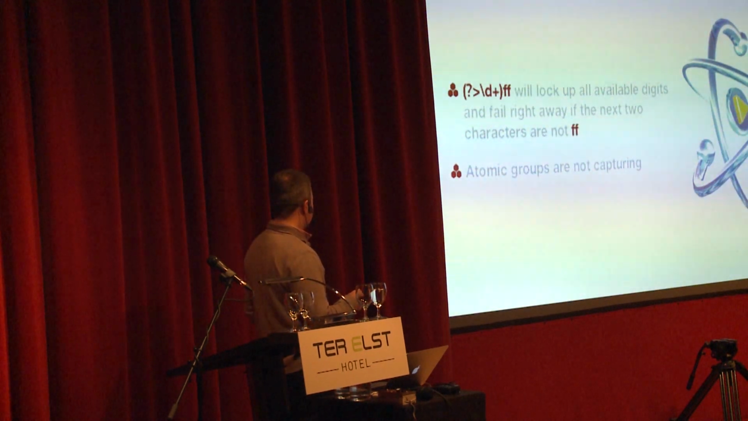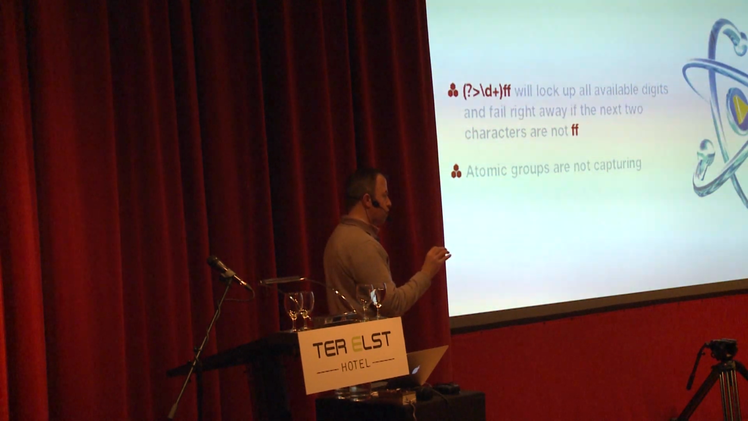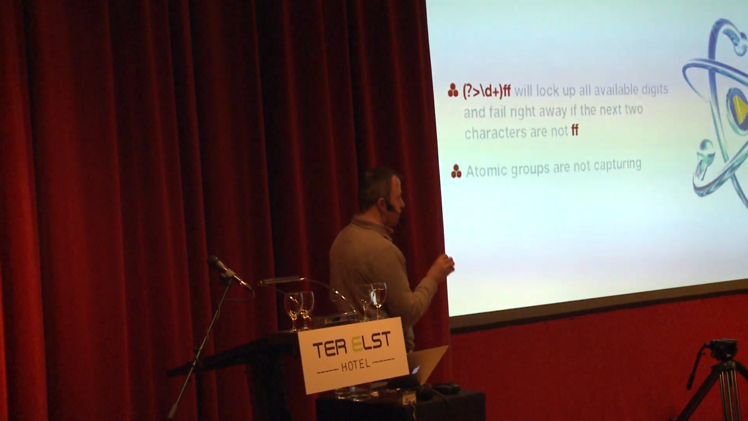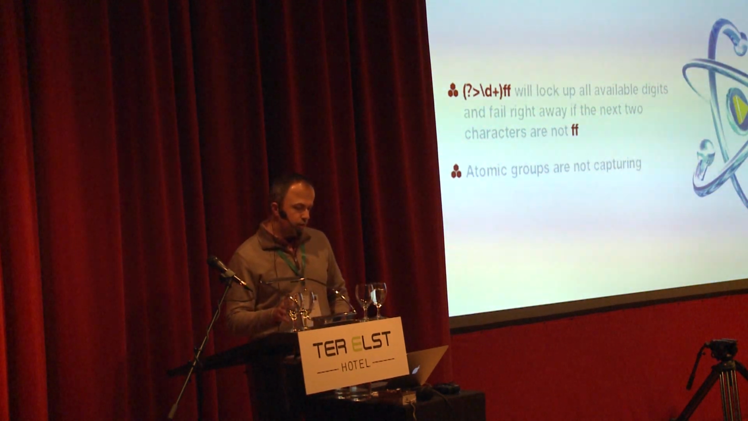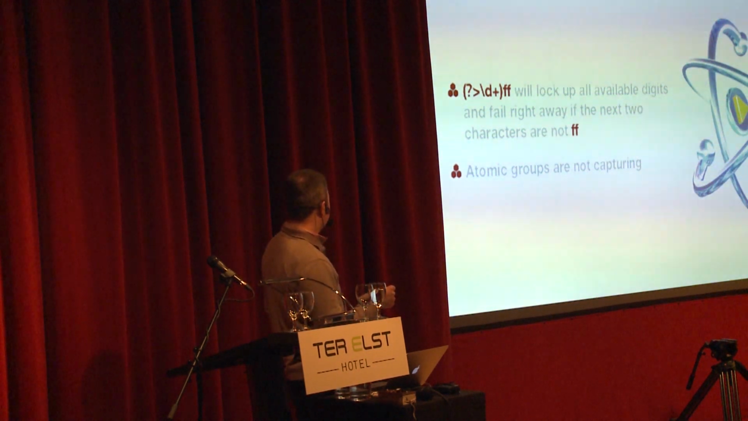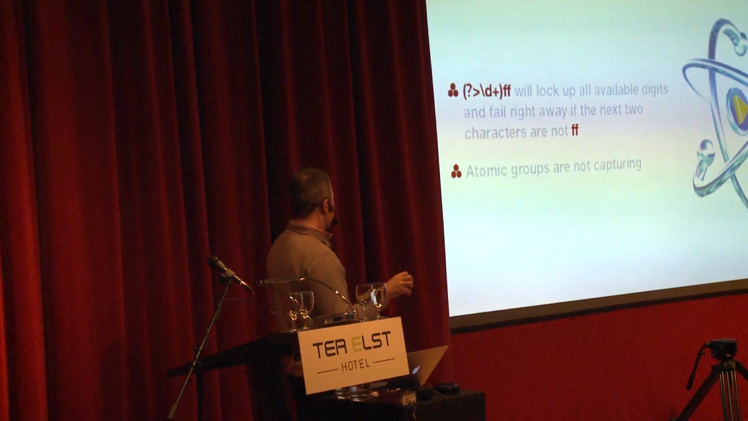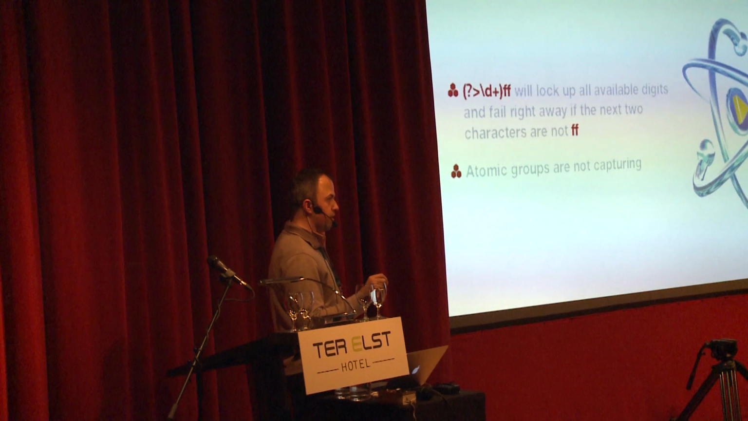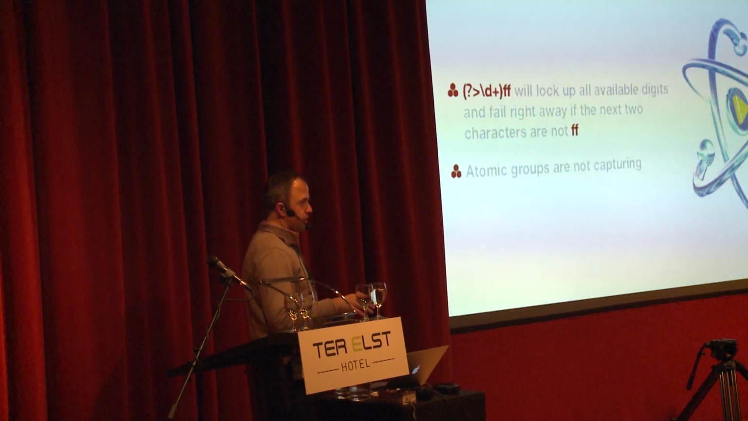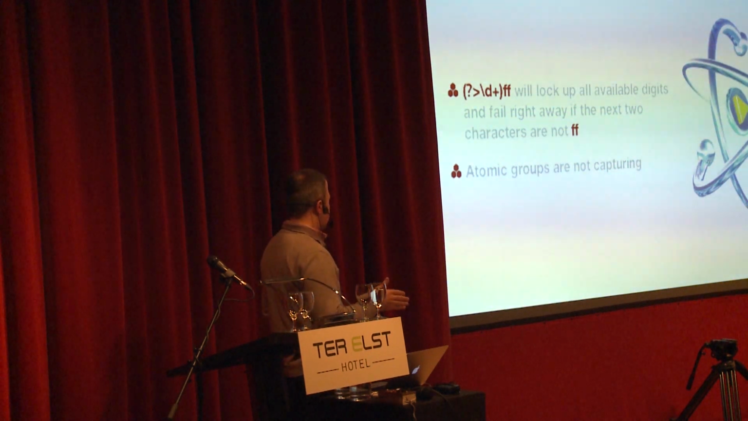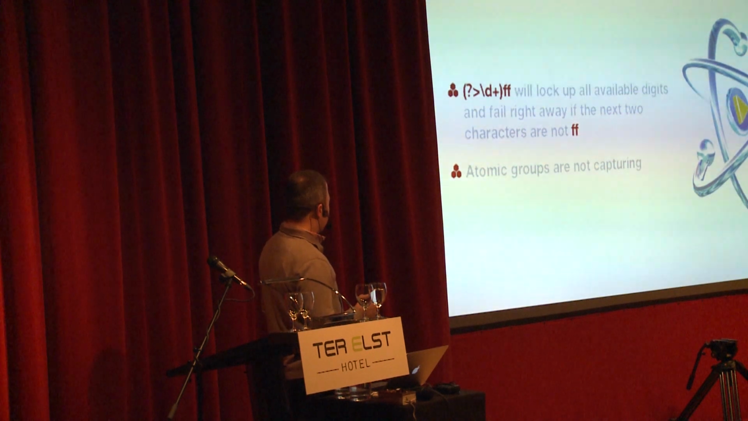So if we put that in the previous example, we say question mark greater than, and then put this 1 or more digits inside there, it will lock up all those available digits on the first run. And when it tries to match after that, it will fail right away if the next 2 characters are not FF. So it disables backtracking, it fails as soon as possible, and is useful in this case.